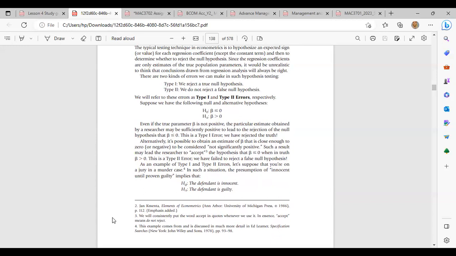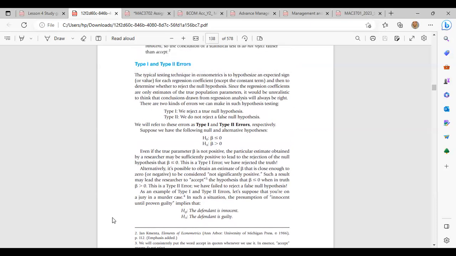All right, what those two errors are. Most of the questions that we will get with regards to type 1 and type 2 errors are basically a definition of what's going on there. Type 1 error is when we reject a true null hypothesis, right? We reject it. So what is the null hypothesis?